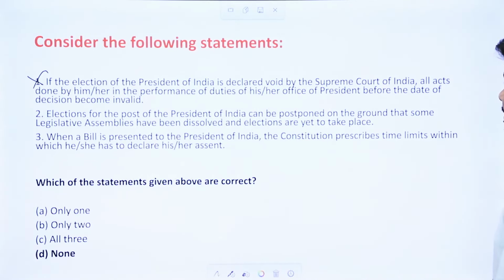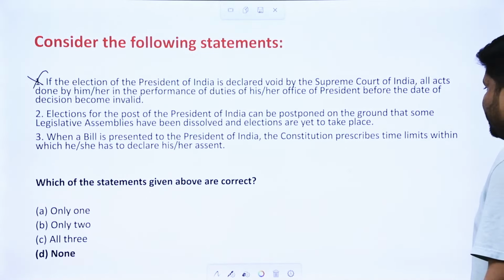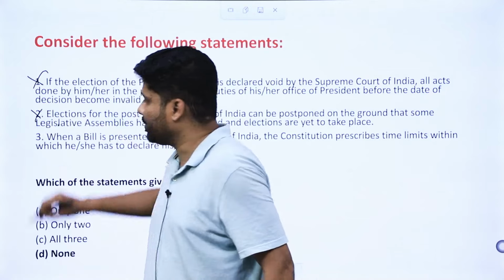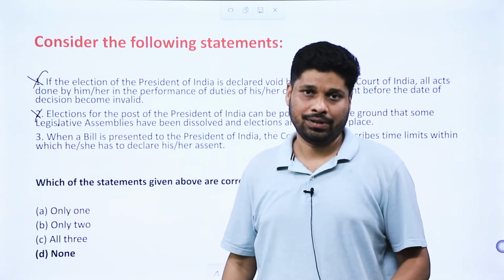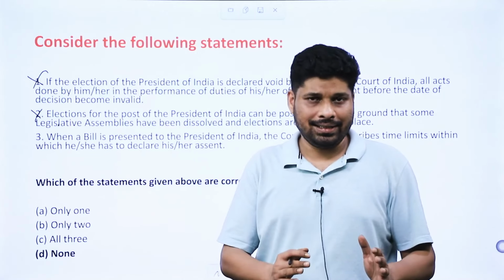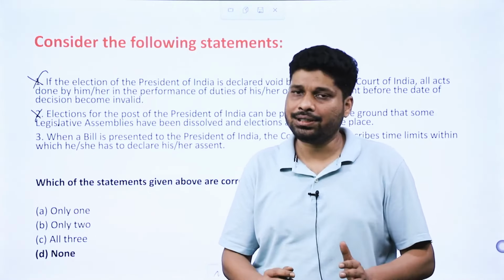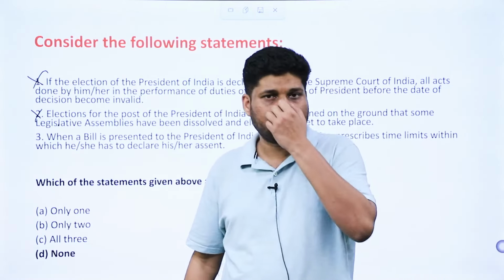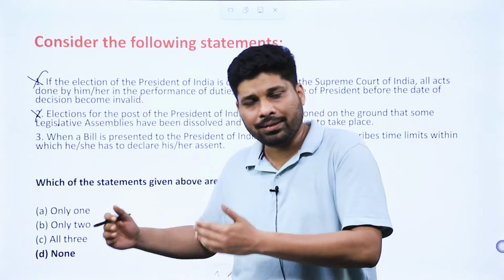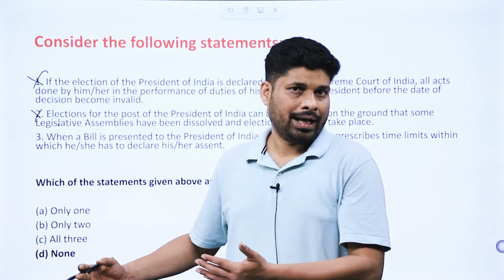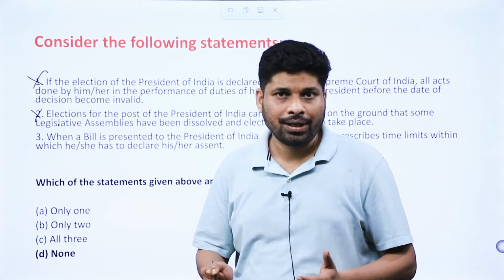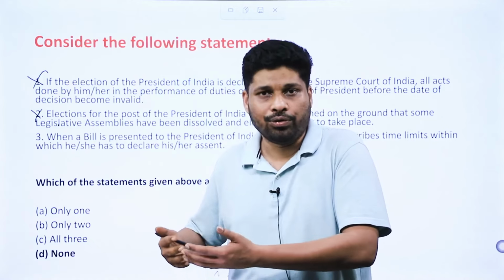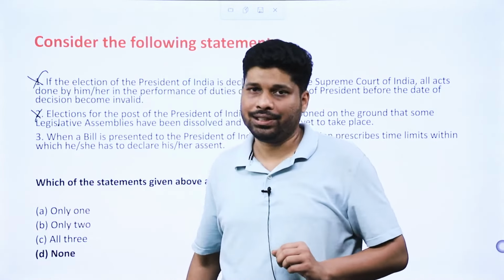Second statement: elections for the post of President of India can be postponed on the grounds that some legislative assemblies have been dissolved or elections are yet to take place. Absolutely not. This is mentioned in the constitution itself. Once the election of the president is declared, it cannot be postponed on the grounds that a particular assembly is dissolved. If an assembly is dissolved, then it is dissolved. MLAs of that state will not be able to vote. That may be unfortunate, but postponement of election on that basis is not allowed.